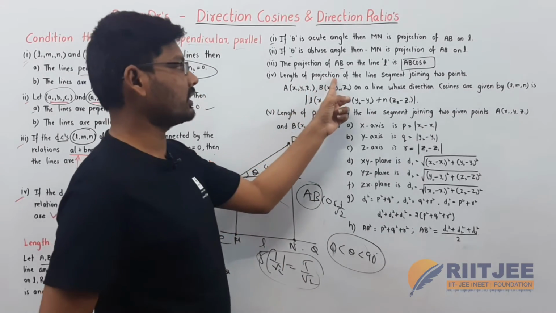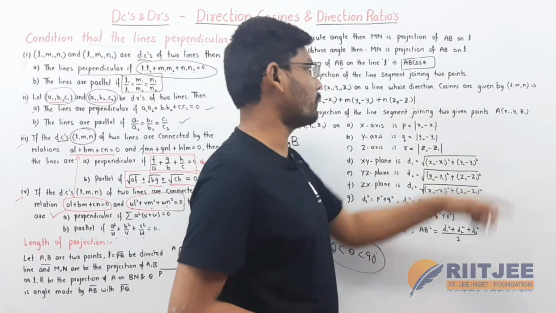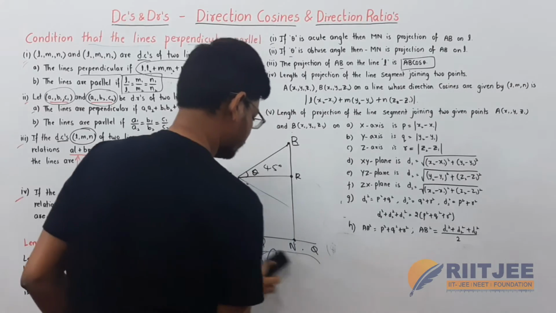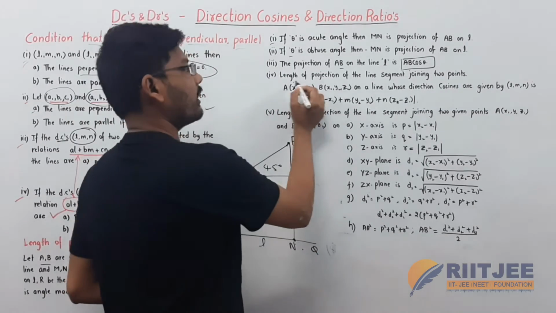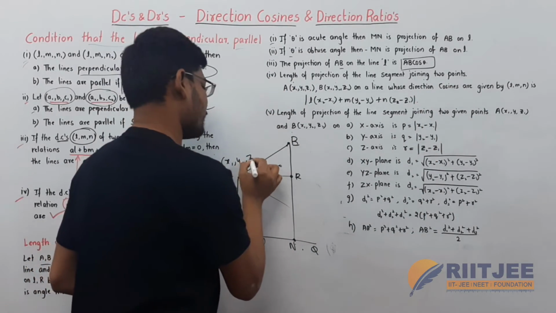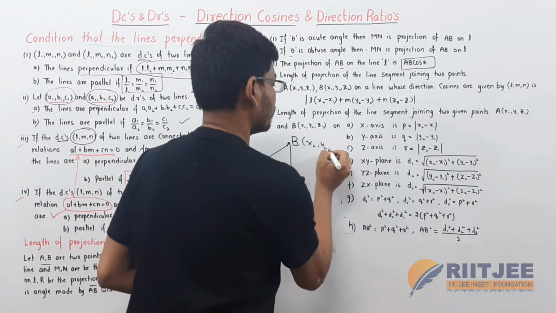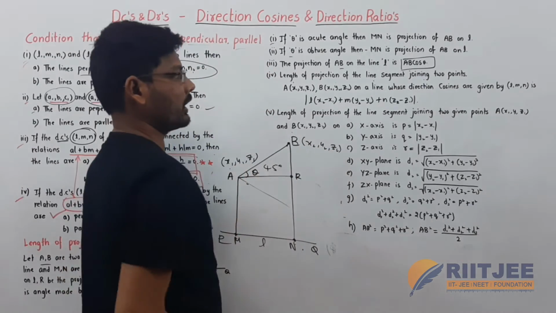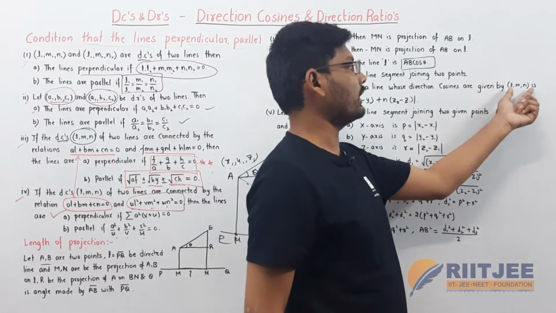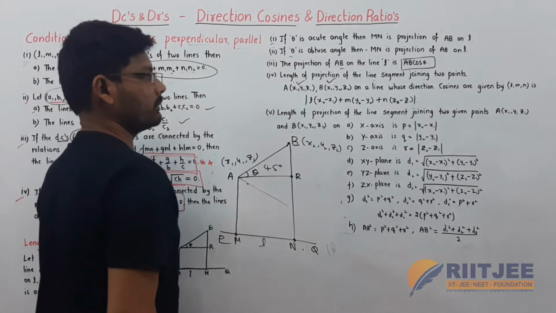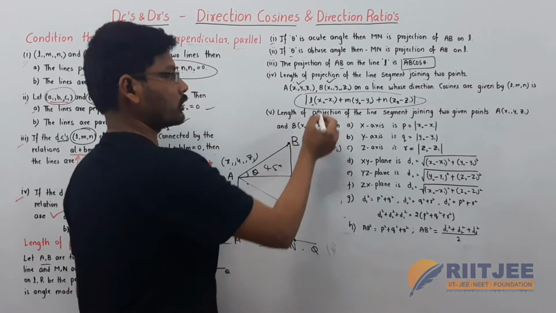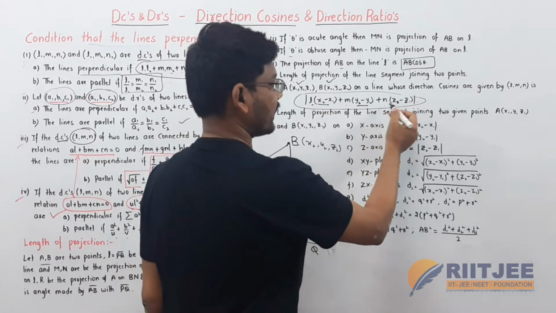Next, the length of projection of the line segment joining 2 points. Listen carefully here. The length of projection of the line segment joining 2 points, that is A is (x1, y1, z1) and B is (x2, y2, z2). Here 1 point and one more point, 2 points are given. This is A and B on a line whose direction cosines are L, M, N. Then the length of projection, if you want to find, is the modulus of L into (x2 minus x1) plus M into (y2 minus y1) plus N into (z2 minus z1).